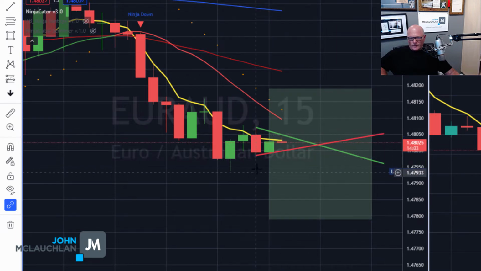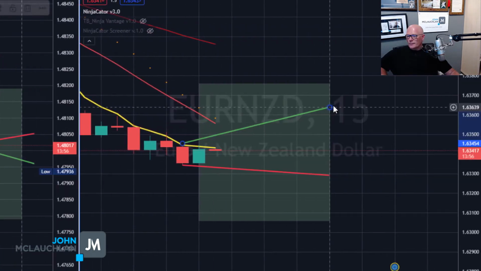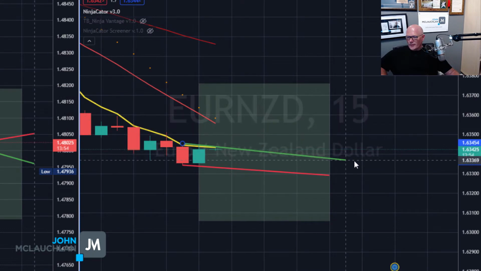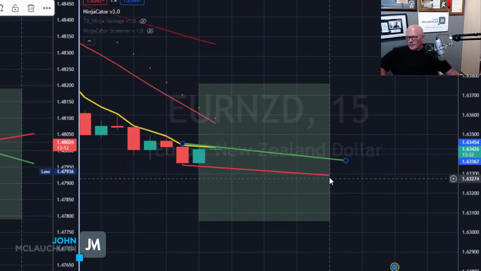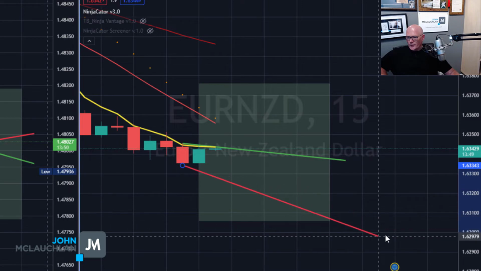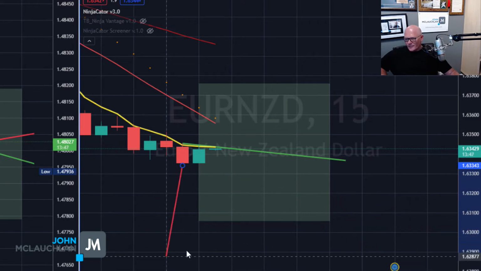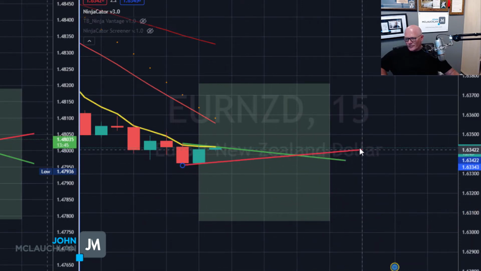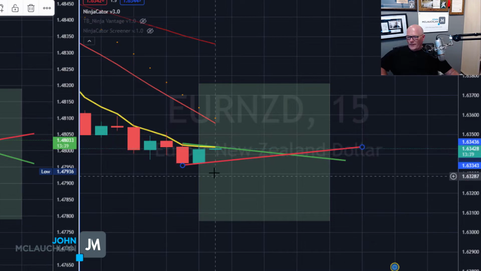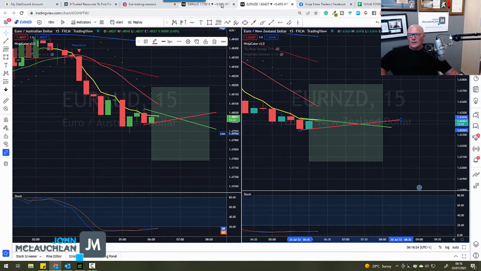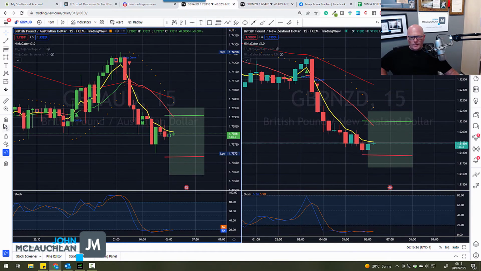Same with this one, top of the wick and bottom of the wick. If there's no wick, then just see if you can hit the middle from there. Alright, GBP pairs.